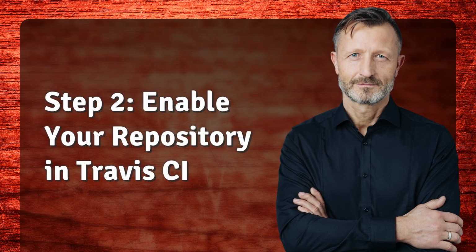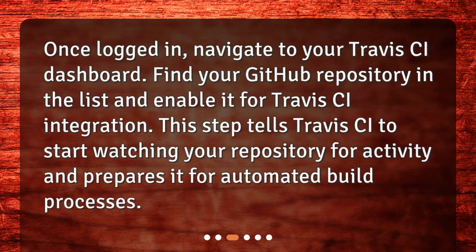Step 2. Enable your repository in Travis CI. Once logged in, navigate to your Travis CI dashboard. Find your GitHub repository in the list and enable it for Travis CI integration. This step tells Travis CI to start watching your repository for activity and prepares it for automated build processes.